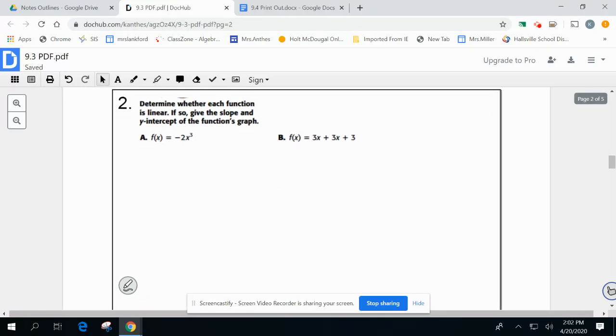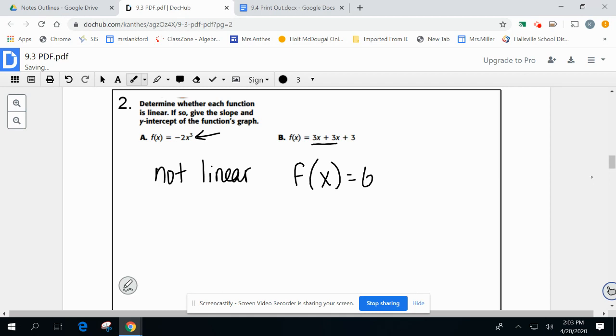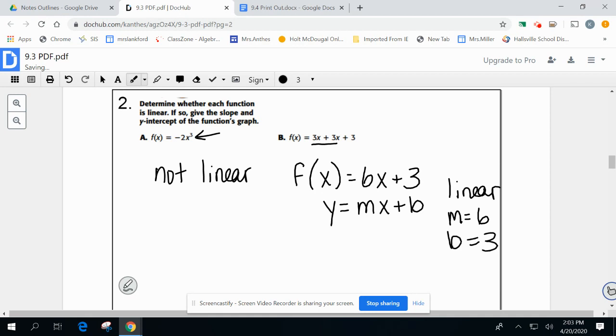Okay, we're going to do the same thing with problem number 2. So starting off right here, I have an exponent, so this is not linear. On B, I have 2 like terms that I need to combine. So I would have f of x equals 6x plus 3. And then that's like y equals mx plus b. So this is linear. And the slope is 6. And the intercept is 3.